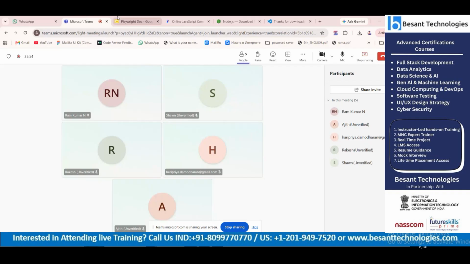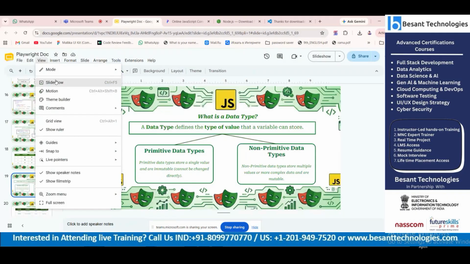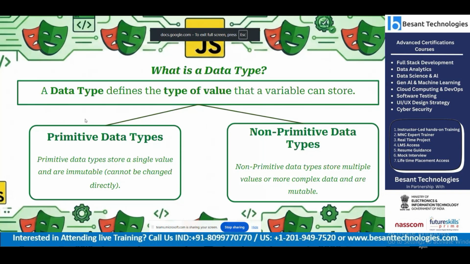Okay, no, cool. Let me explain it. As Sean told, data types declare the type of the data used in variables. In JavaScript, the data types are split into two types: primitive data types and non-primitive data types. Basically, the primitive data types are the ones that we can't change directly.